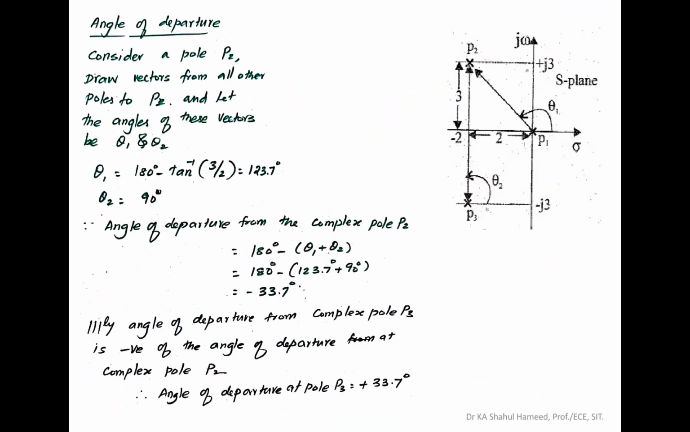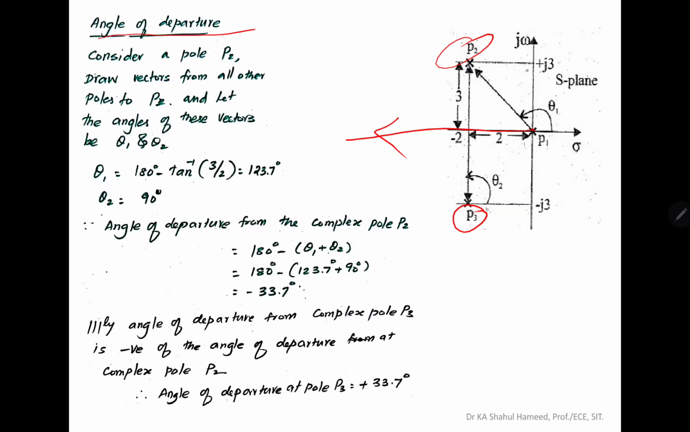Now we have to find the angle of departure. Here we have to draw a root locus branch. I told you that root locus branches start at poles and end at infinity. For this case, we have already identified one branch which starts from pole 1 on the negative real axis, and the other two branches start from pole 2 and pole 3. So we need to know where each one starts and in which way it moves. For that we have to find the angle of departure.